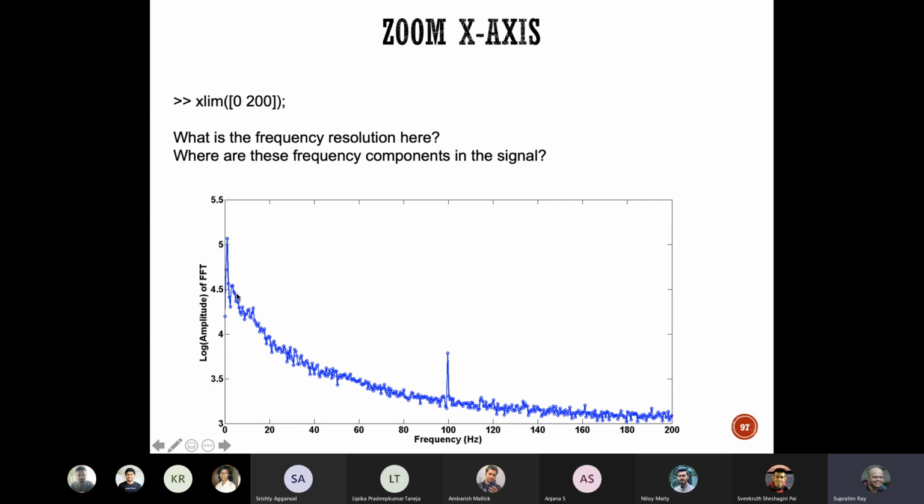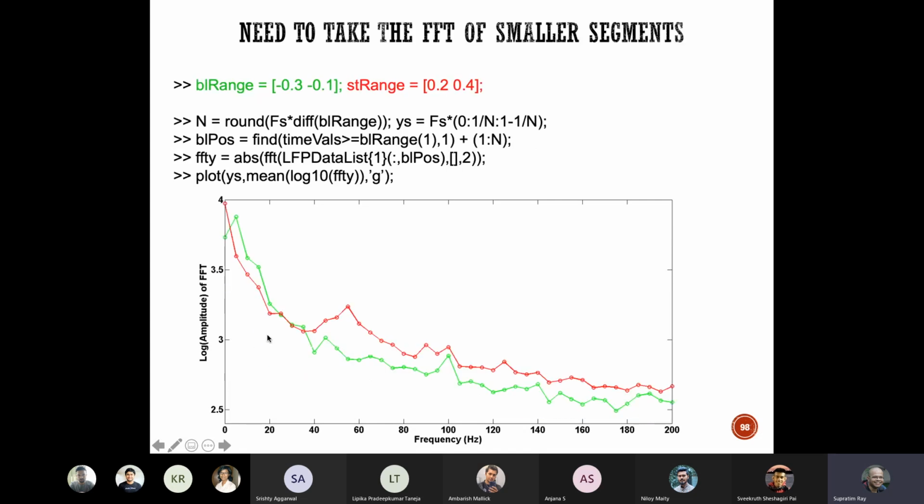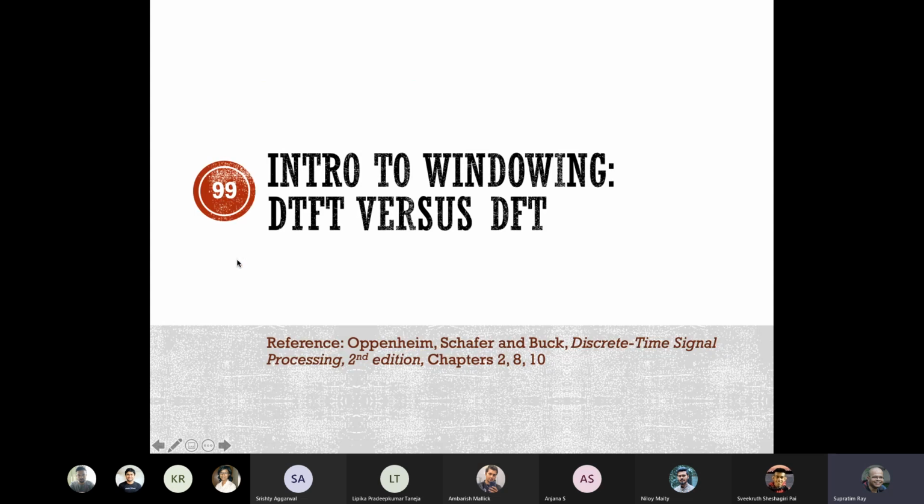So here you are computing the FFT over 2 seconds. So you have got 0.5 hertz resolution. Here you can break it down into 10 segments. So you will have 200 milliseconds, but the frequency resolution is now going to be 5 hertz. So you're losing resolution. So it's not a great idea to do it this way.